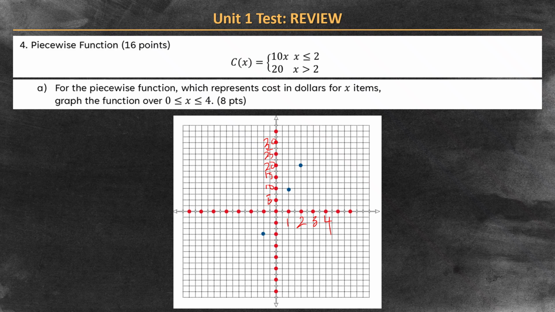For the 10x, we need to plot the points from 0, 0, 1, 10, 2, 20, and then for the negative, we have -1, -10. So you have that, we can graph it. Now for the 20, we have 2, 20, 3, 20, 4, 20, 5, 20. So it's going to be all of that, and it's going to be greater than 2. So if you graph this, the boundary lines, it's going to look something like this. Am I right?